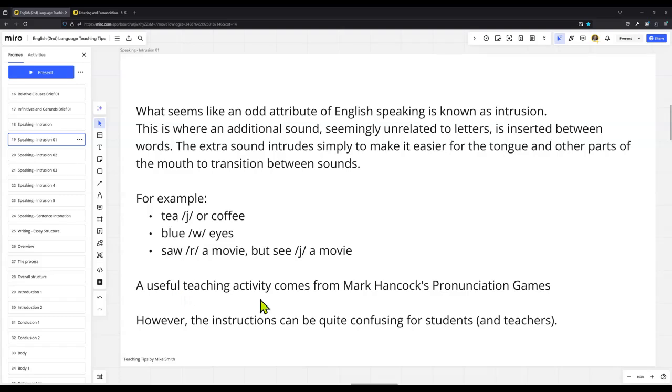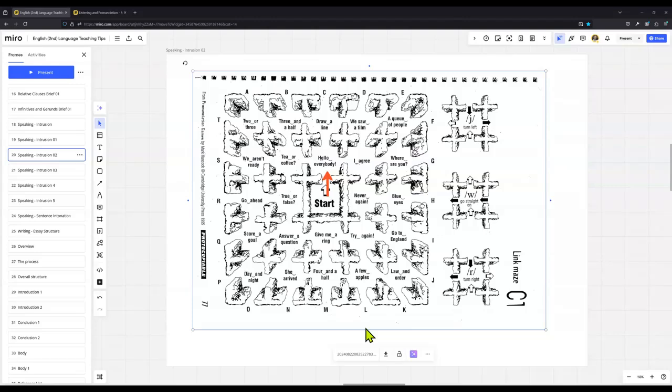So I'm going to use an activity from Mark Hancock's Pronunciation Games book, a fantastic old book. The instructions for this activity can be a bit confusing for teachers and students, so I thought I'd just run you through it today. So here is the activity from the book in landscape format. I've just added this red arrow here just to get people started. And there's a key on the right-hand side. This focuses on three intrusion sounds, the y sound, the w sound, and the r sound.